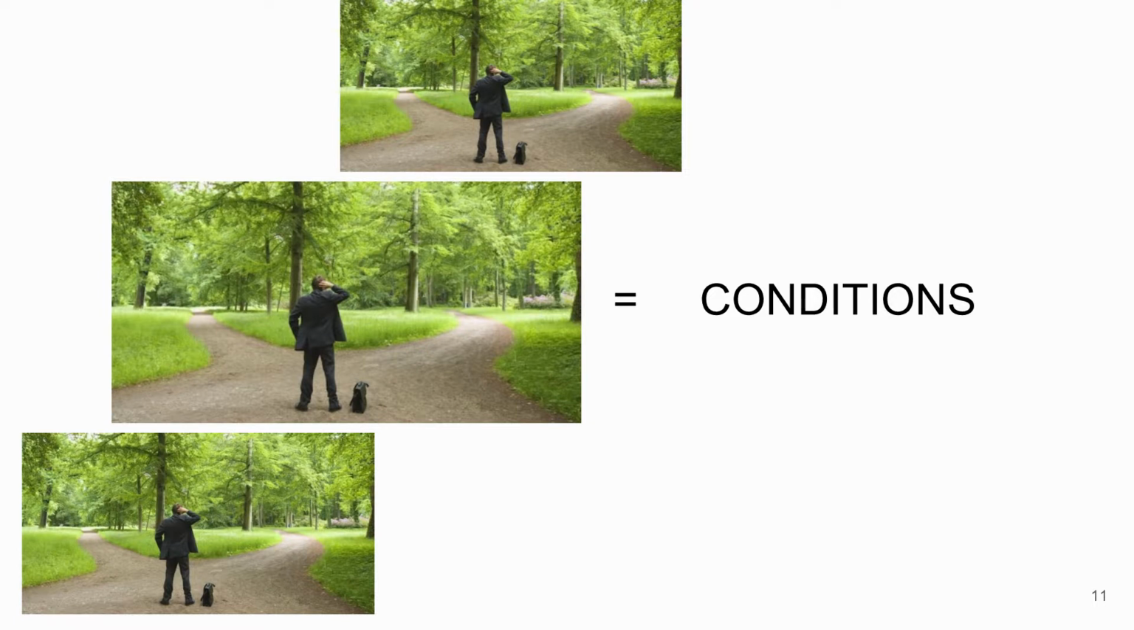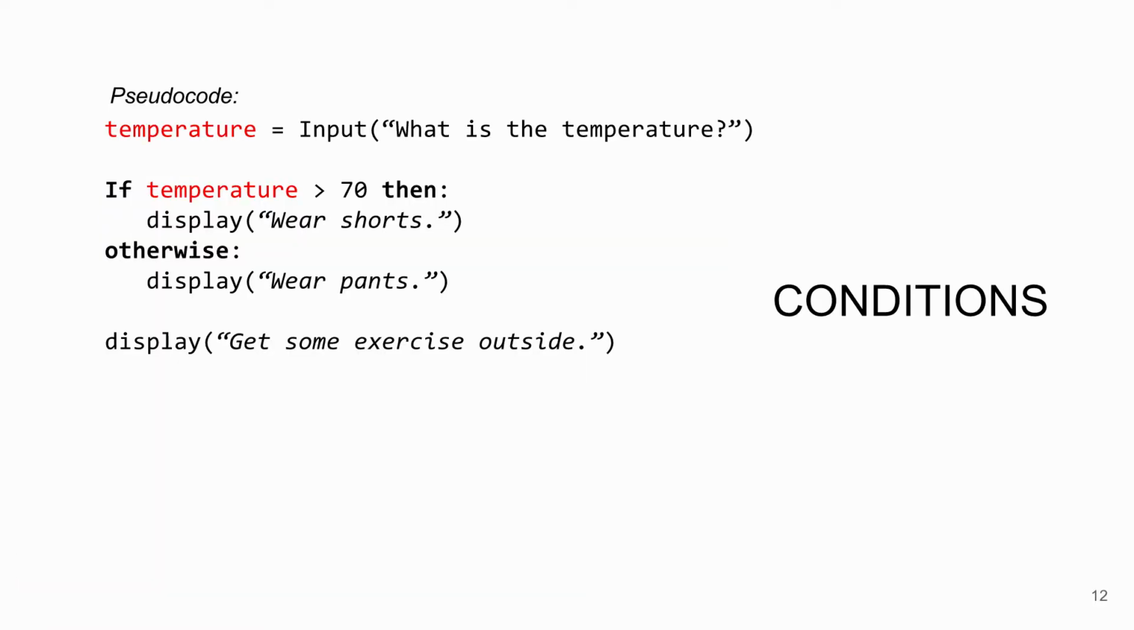In the real world, sometimes we have to consider more than one situation to make the right decision. Similarly, in programming, we often have to write conditions that lead us through multiple paths to solve a problem. For example, here is code that asks the user what is the temperature. If the temperature given is above 70 degrees, the computer displays the message, wear shorts. Otherwise, it will display the message, wear pants. No matter what, display the message, get exercise.